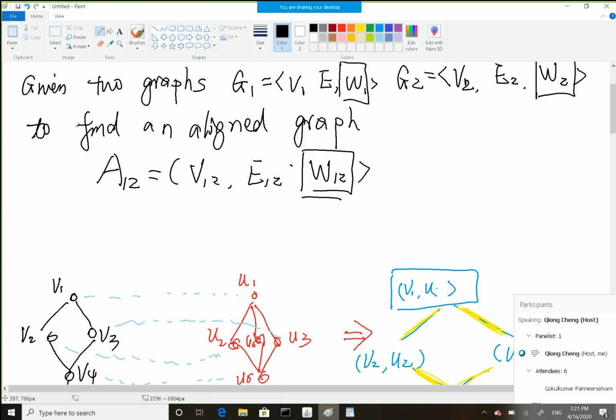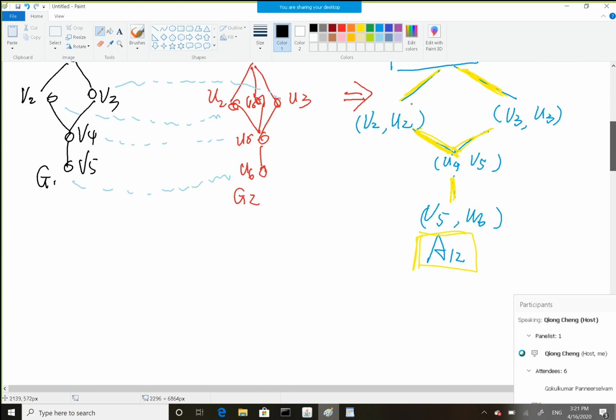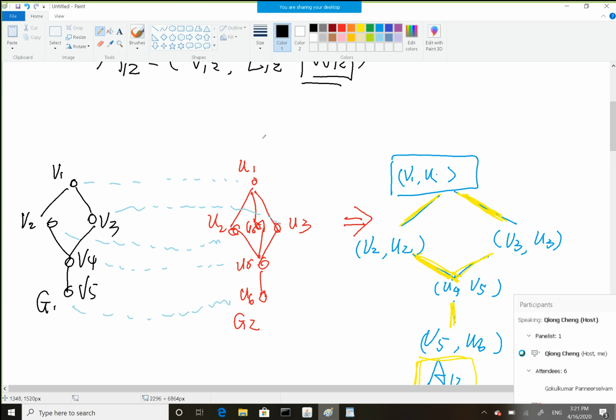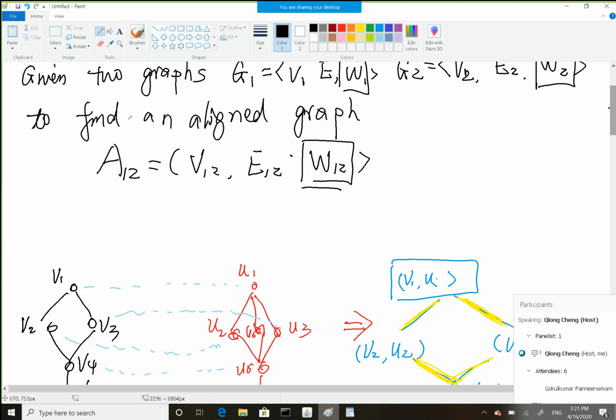So now, going back to here, the new graph is what this paper wants to make. From these two graphs, they find the best mapping and make the graph like that. And this graph consists of new connections of vertices and also new connections of edges. And then they denote V12 as odd, this one.